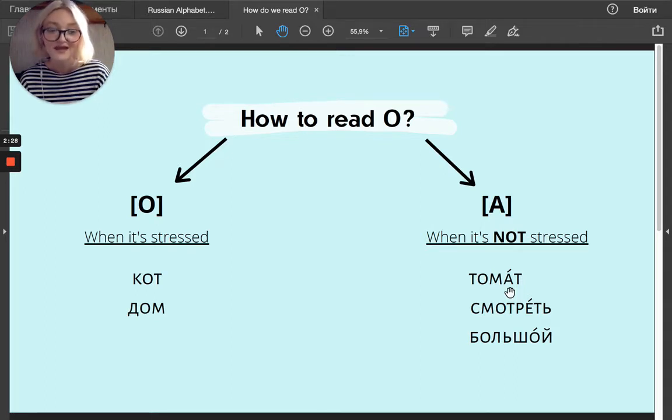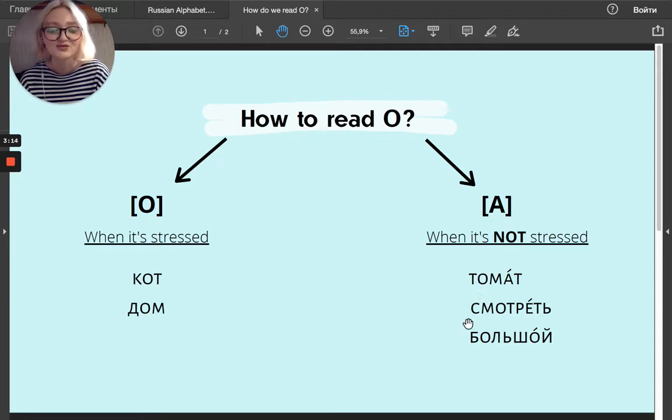Tomat. Sometimes people who know this rule accidentally start emphasizing the O that we read like A. They subconsciously shift the stress position and say tomat, just to show that they know the rule and need to change O to A. Don't do that, please. This rule is super easy because when another vowel is stressed, this O, which is not stressed, is super weak, and it becomes automatically A. Tomat.